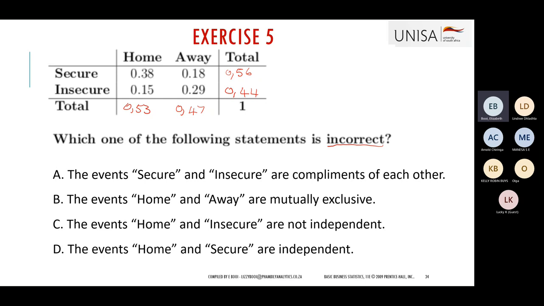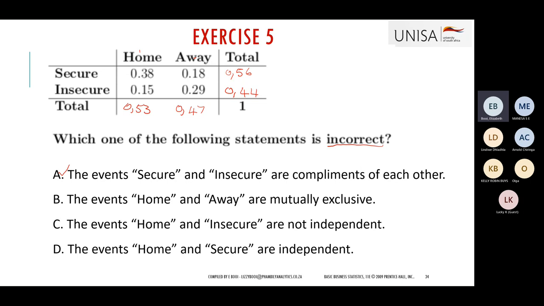A, the events secure and insecure are complements. What are they saying? Is event secure a complement of event insecure? Is that correct? That's correct. You always need to remember, for example, secure and insecure, think of it as a coin. Another side is secure, another side is insecure. Home and away, also think of it as another coin. One side is home, the other side is away. So they are complements of each other. Home is a complement of away, away is a complement of home. So this is correct. But we're looking for the incorrect statement.